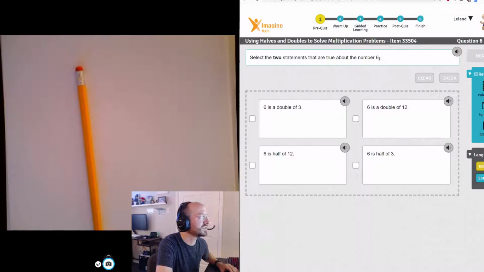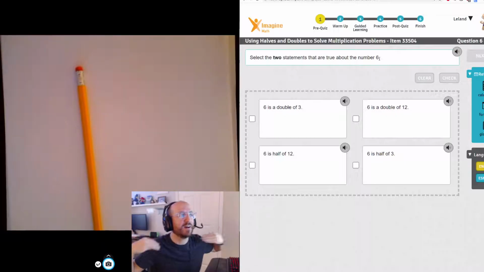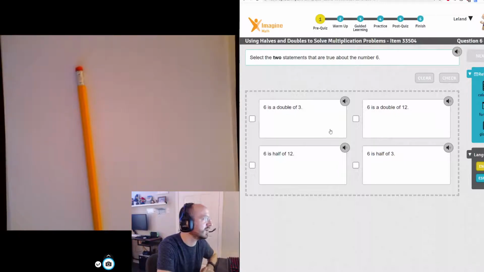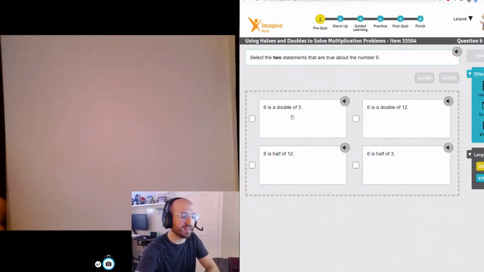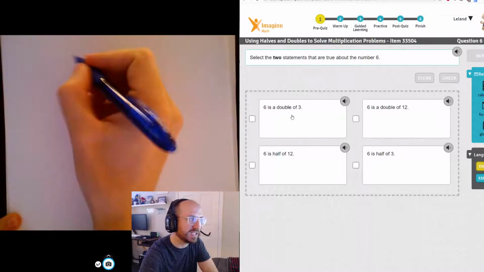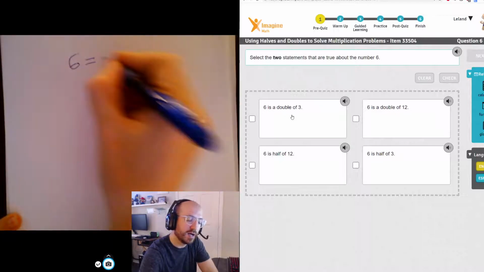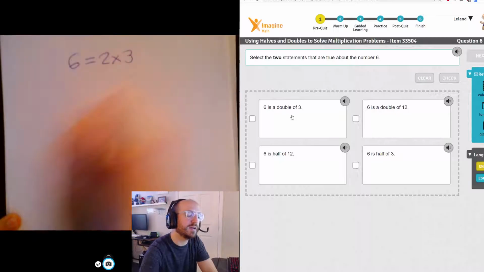Okay, what's true about 6? Well, half of 6 is 3, or if I double 6, I get 12. Let's make sure I understand the way they say it, though. 6 is a double of 3? Yes, because I can write it like this. When it says "is," that kind of means equals. 6 is a double of 3? Yes.